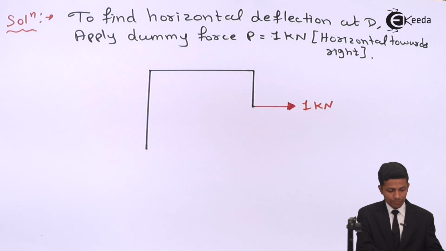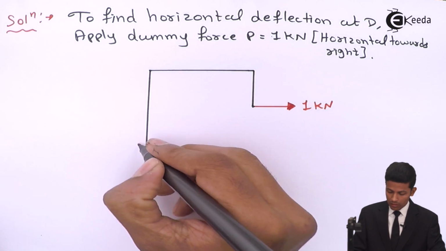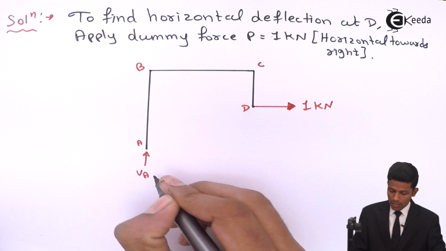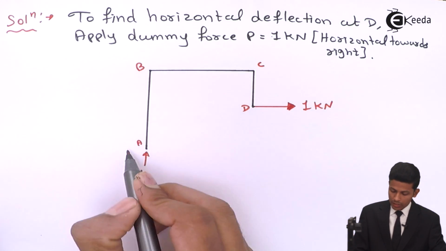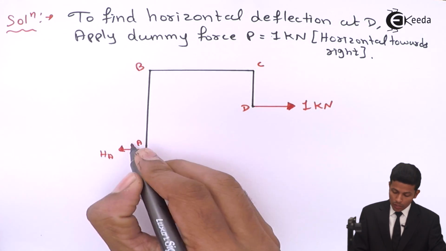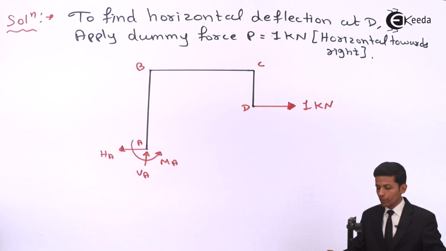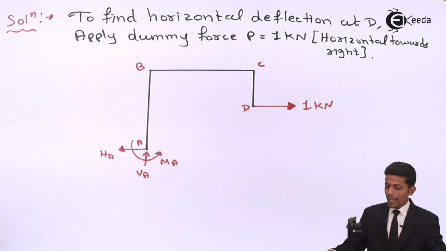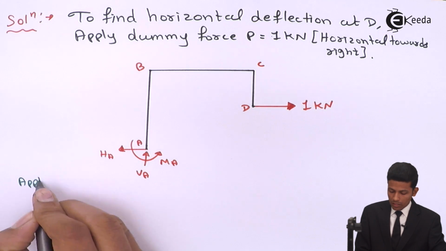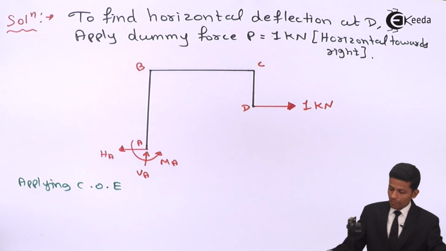Okay, so first one will be, this is A, B, C and D. This is your VA and this is your HA, and we have also applied one moment like this. This is nothing but MA. Okay, now we have to solve all these values using conditions of equilibrium. So applying conditions of equilibrium, find the reactions.